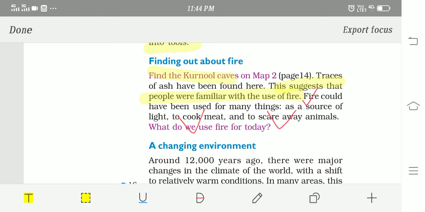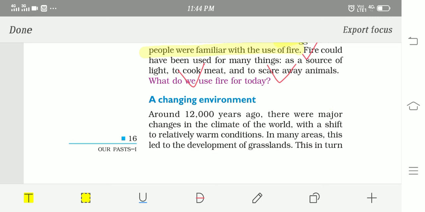Well, you can add on your own creativity, like not just to scare animals, but when the winter comes, they must have been keeping their bodies warm from the severe cold winter. So this is how they were using the fire.